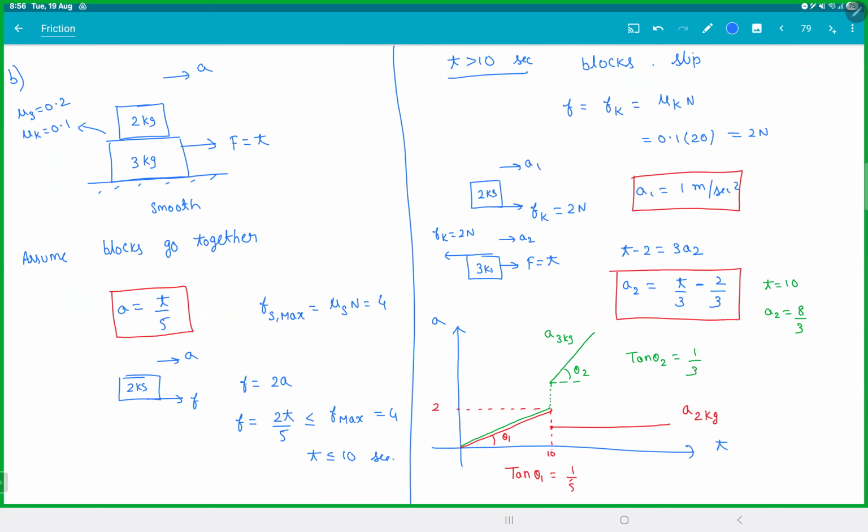We followed the same process. Step 1, assume both the blocks go together. Acceleration will be t by 5. Then we found the F required, which is at 10 seconds. Till here, the story was same as the previous problem. The story changes after 10 seconds. Now, because there is a mu k, the friction after slipping will be mu k into n.